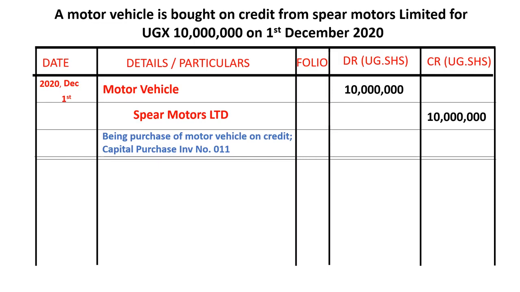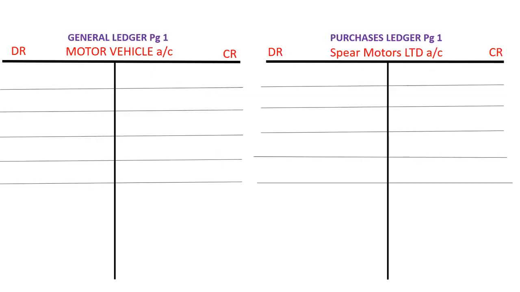Then from there you go to the respective ledgers where you're going to find these accounts. The motor vehicle account is found in the general ledger, and then the Spear Motors Limited account is found in the purchases ledger, because it is in the purchases ledger where you're going to find all accounts of our suppliers and people who give us stuff on credit.